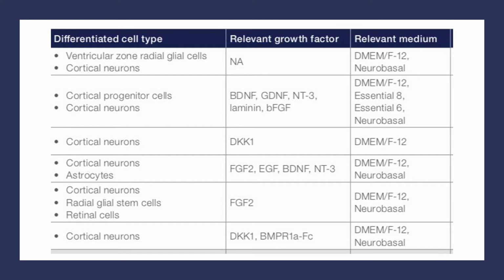BDNF stands for brain-derived neurotrophic factor, brain-derived growth factor. GDNF stands for glial-derived neural factor. So these are specific proteins that trigger the cells to divide. NT3 is another one. Laminin, and then beta FGF is beta fibroblast growth factor. So with specific proteins, specific factors, we can get these cells to grow. So little by little, cell culture is getting much more sophisticated.